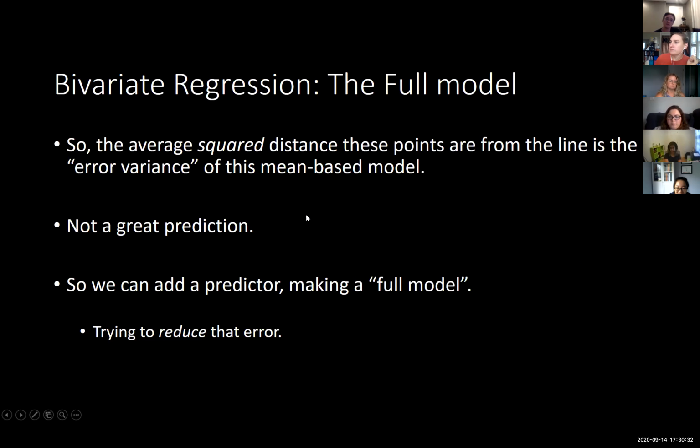So that's what it looks like when I've used an empty model or a restricted model to predict everybody. I've got a lot of big errors. I've not done a very good job of predicting everybody's scores.